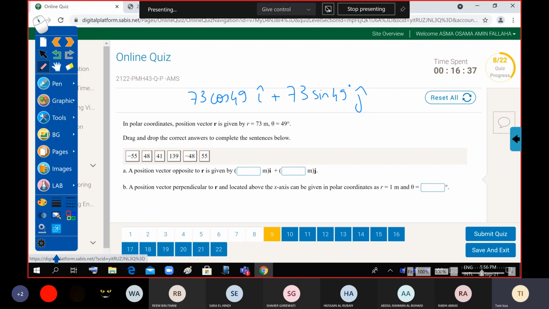A position vector perpendicular to r and located above the x-axis can be given in polar coordinates as 1 meter and theta. I'll give you 1 second to read it again so you can understand what I'm going to do next.